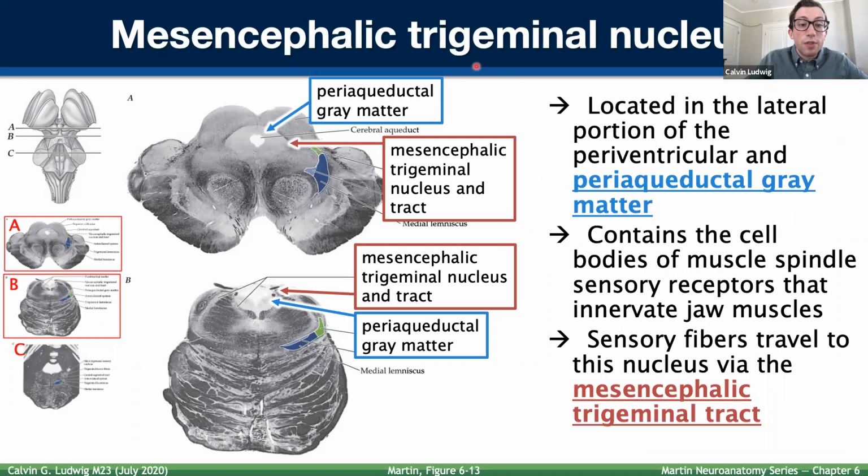And then the mesencephalic trigeminal nucleus is a separate nucleus. It's located in the lateral portion of the periventricular and periaqueductal gray matter here in blue. These contain the cell bodies of muscle spindle sensory receptors that innervate the jaw. And these fibers travel to this nucleus via the mesencephalic trigeminal tract, a nice name that matches from tract to nucleus. And these are the jaw proprioception fibers.